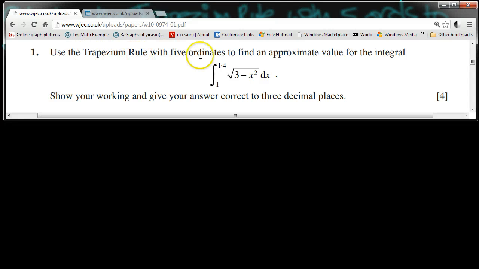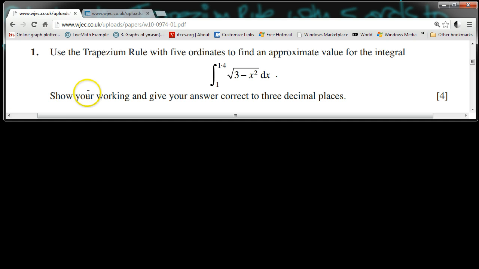Use the trapezium rule with 5 ordinates to find an approximate value for the integral of the square root of 3 minus x squared dx between 1 and 1.4. Show your working and give your answer correct to 3 decimal places.